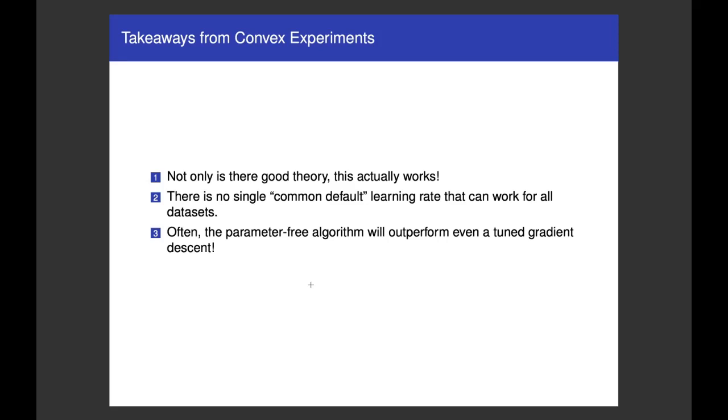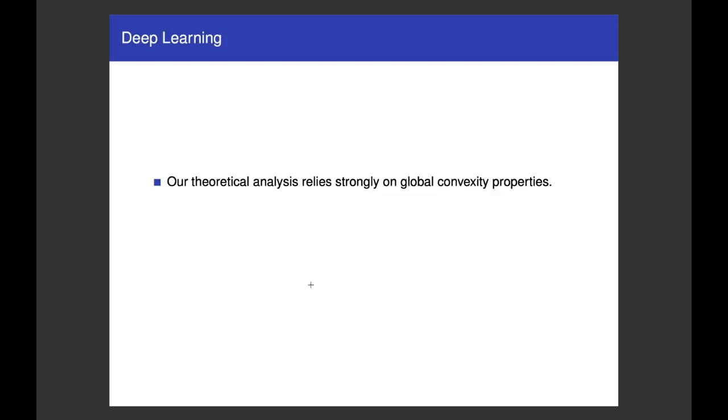And we'll come back to this theme later on to show that there are other scenarios where we can get parameter-free algorithms whose bounds actually outperform any tuned gradient descent. All right, so let's move on to talk about deep learning, right? Nowadays, if you want to get really the best possible performance on some task, everybody uses some deep learning model.